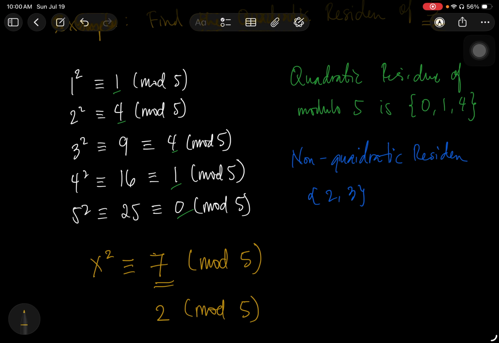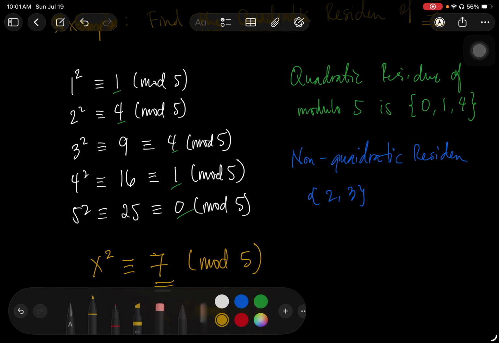So when we check now, since 7 reduces to 2, and we check all the remainders of x squared here, we only have 1, 4, and 0. Therefore, 2 is not part of the quadratic residues of modulo 5.